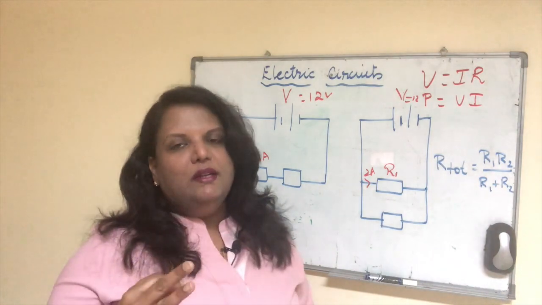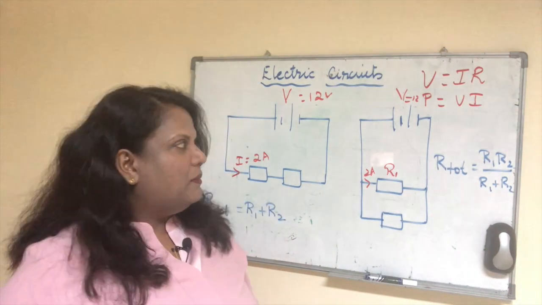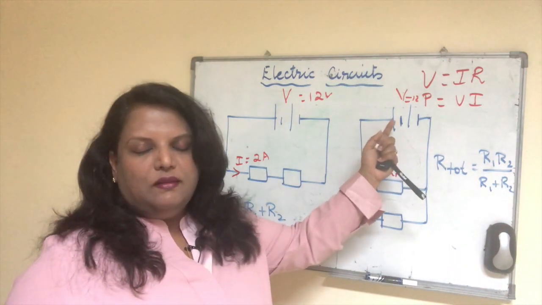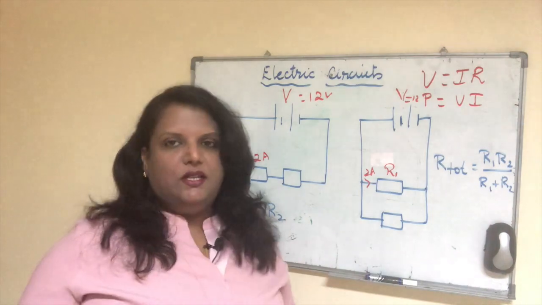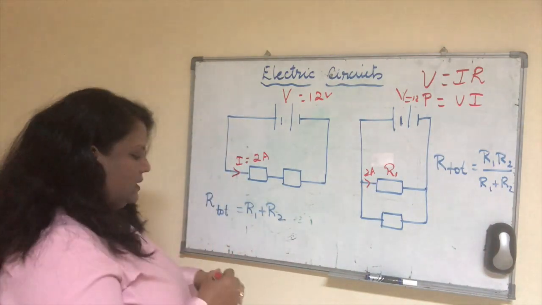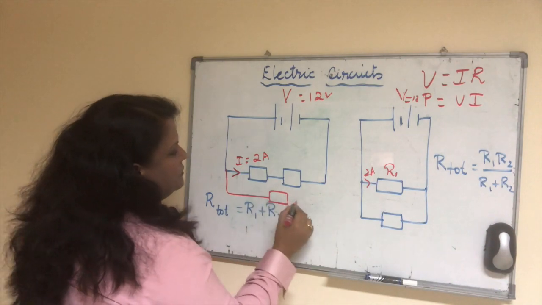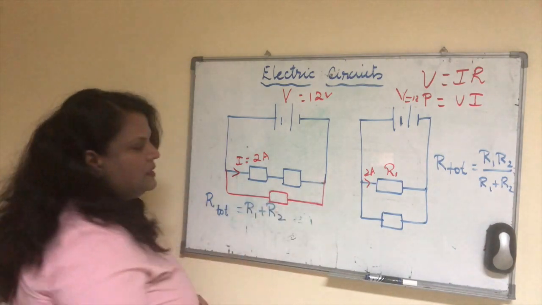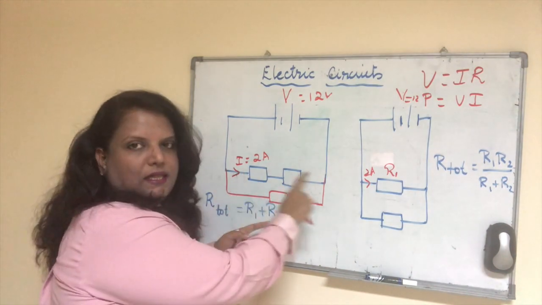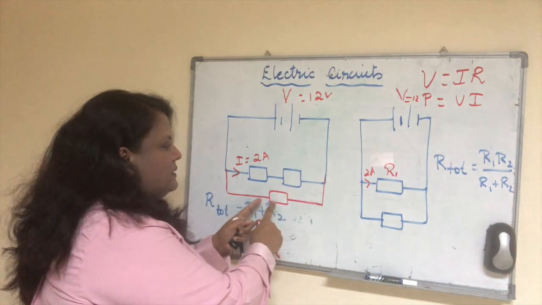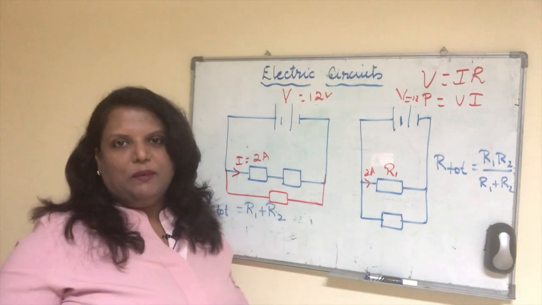Third point to remember: if you're asked to find out the current that is being drawn from the battery in a parallel circuit or in a combination circuit. What do I mean by a combination circuit? See, if I introduce another resistance here, this is a combination circuit. You've got 2 resistances in series. One resistor, this red one, is in parallel with the other 2 resistors. So it's a combination one.